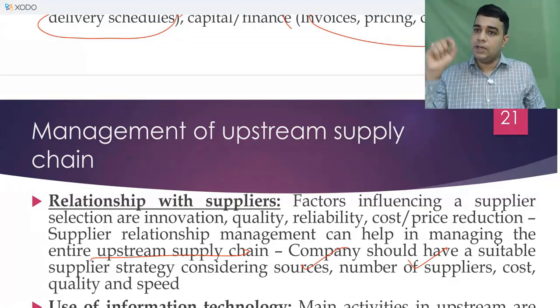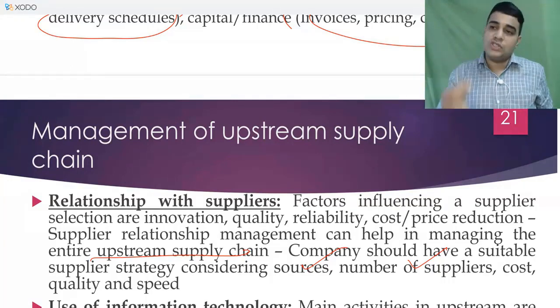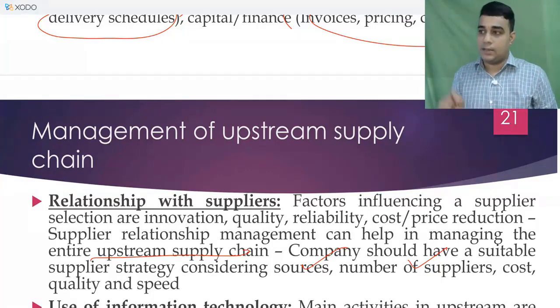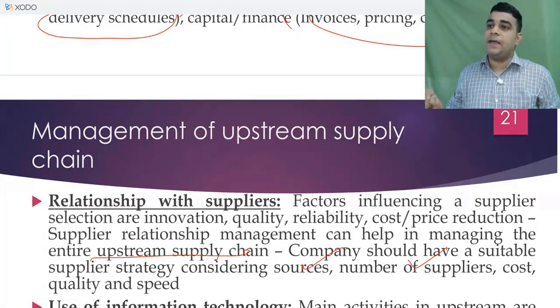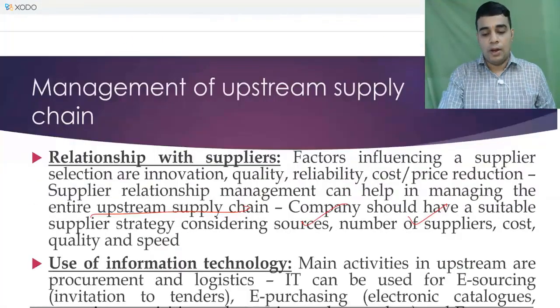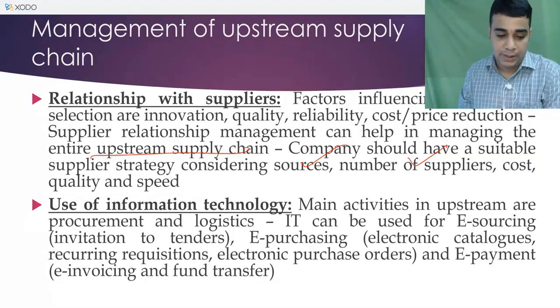Procurement: e-sourcing, e-procurement and e-payment. One, the tenders can happen in the online form. Post that, I can submit my purchase order, the final order, to a specific supplier, again in the online mode, and the payment can also happen in the online mode. This makes it easier to manage the upstream supply chain.